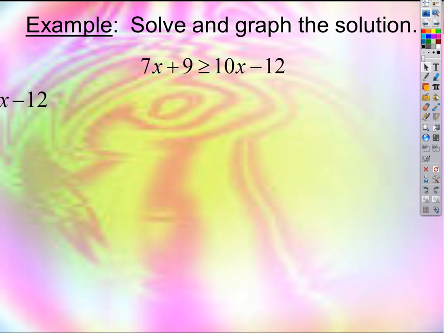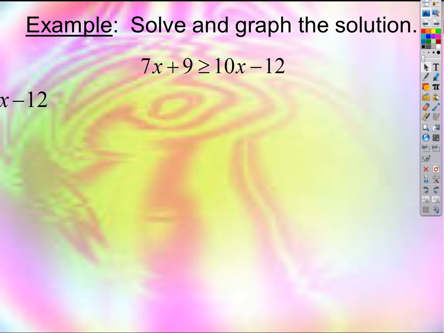Add 12 to both sides. Now what? Good. Divide by 3. And I get that answer. Now, how do I say that answer? Somebody raise your hand. Yes, sir. X is less than or equal to 7. Good. X is less than or equal to 7.